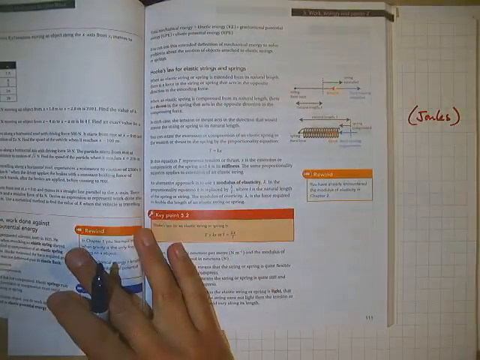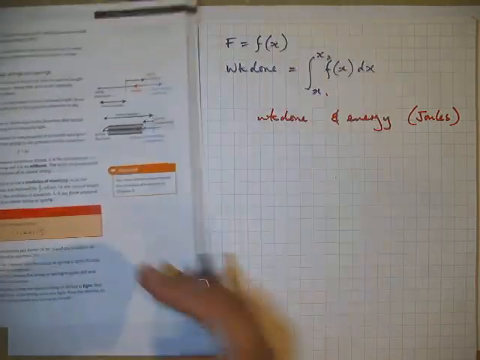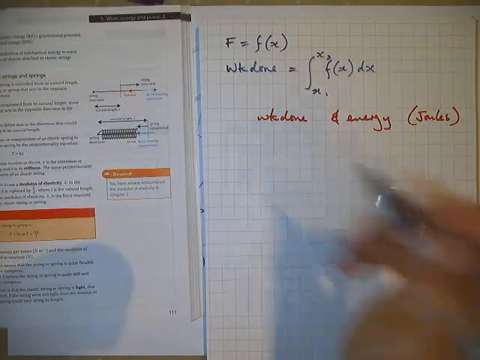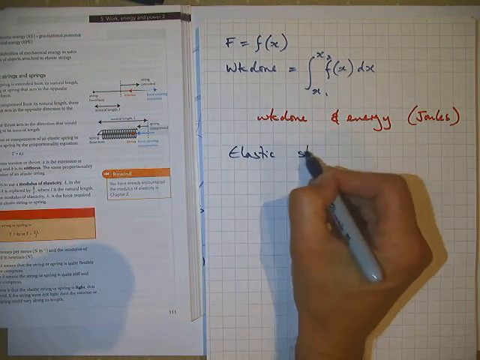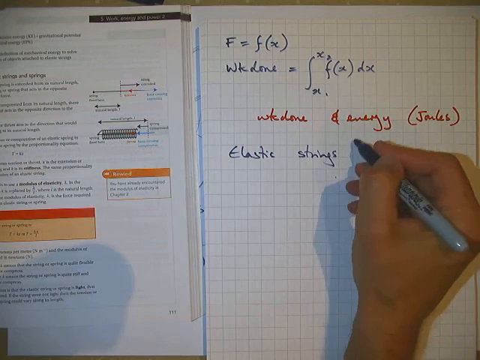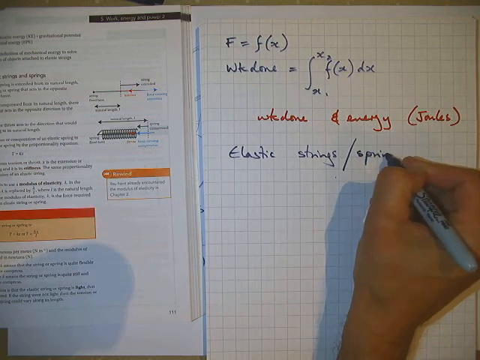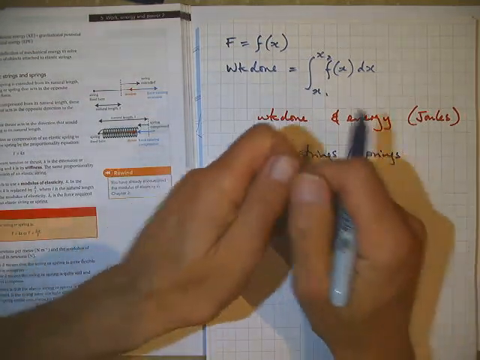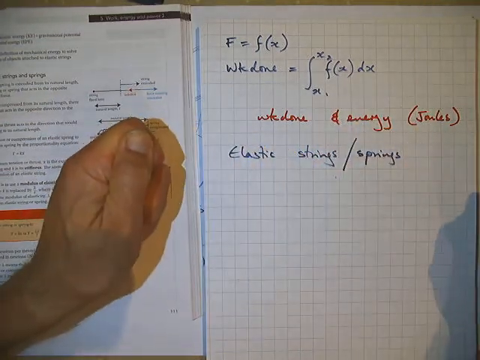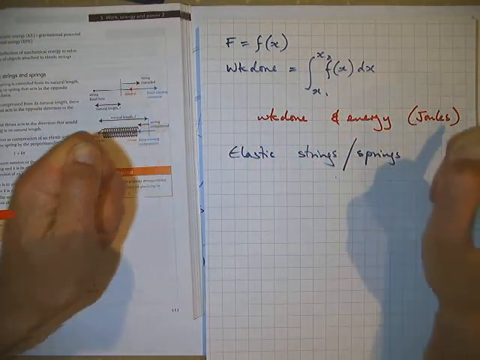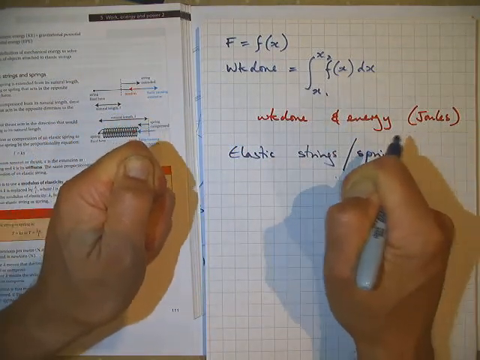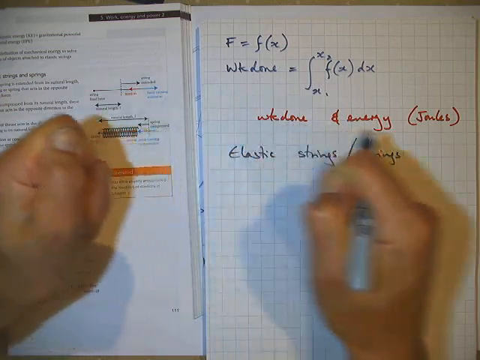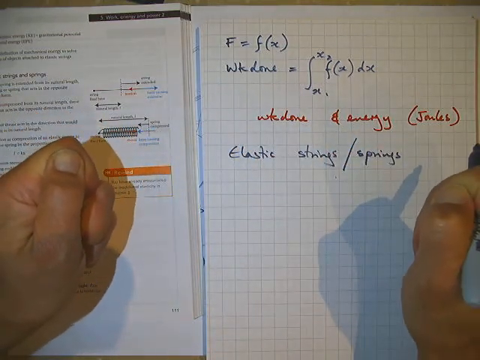Right, rather than read this to you, I want to highlight the important bits, okay? In this section, we're talking about elastic strings or springs, okay? We're talking about things that can stretch, and when you've stretched them, there is a tension in them. As you stretch them, there is something wanting to pull your hands back together. And the further you stretch them, the bigger the tension.